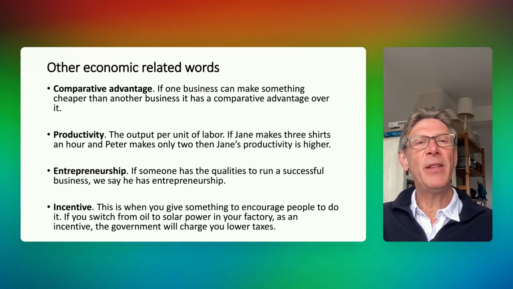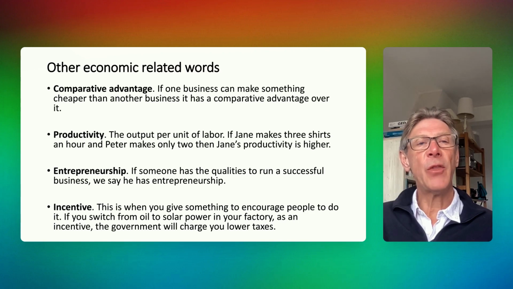Productivity, that simply means output per labor. So if Jane can make 3 shirts every hour, but Peter can only make 2, then Jane has higher productivity. Her productivity could be higher for a number of reasons. Maybe Jane is a harder worker. She concentrates and gets her shirts made, whereas Peter is a little bit lazy. Maybe Jane has a much better machine than Peter, and so she's able to make her shirts more quickly.